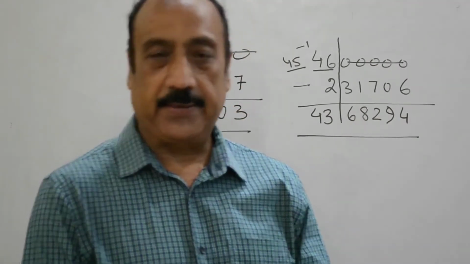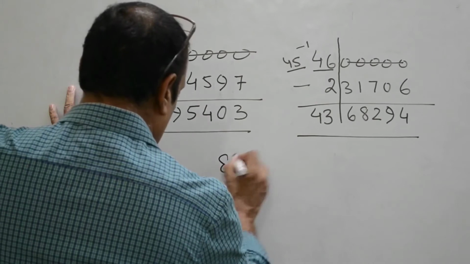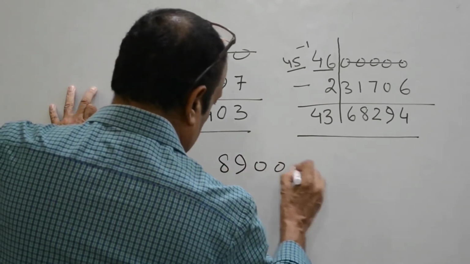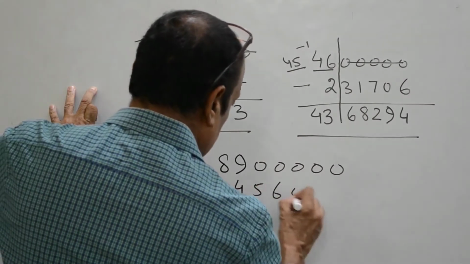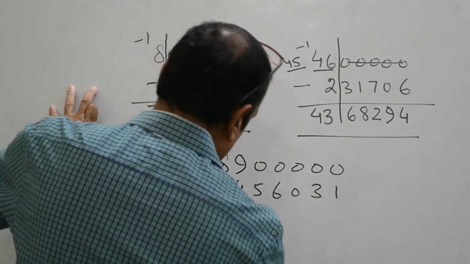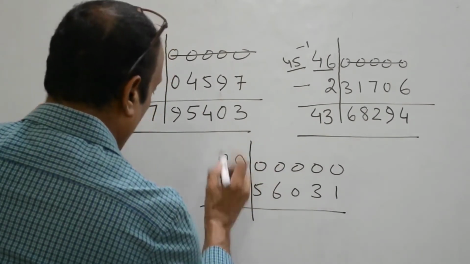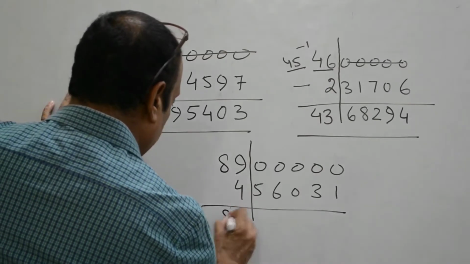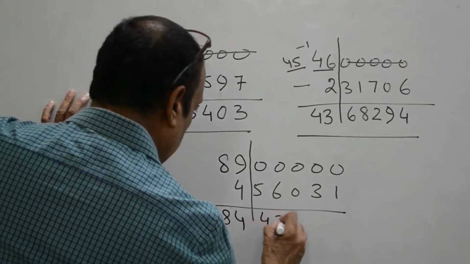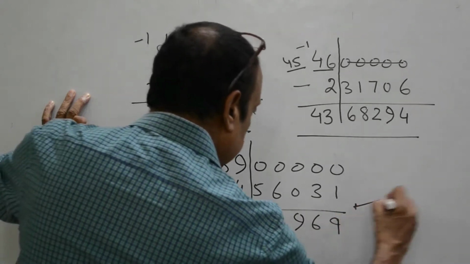With a little practice, we can make our speed very fast. Suppose we want to deduct 4, 5, 6, 0, 3, 1 from this number. So 88, 1 deducted from 89. 88 minus 4 is 84. 4, 3, 9, 6 and 9 is the answer.